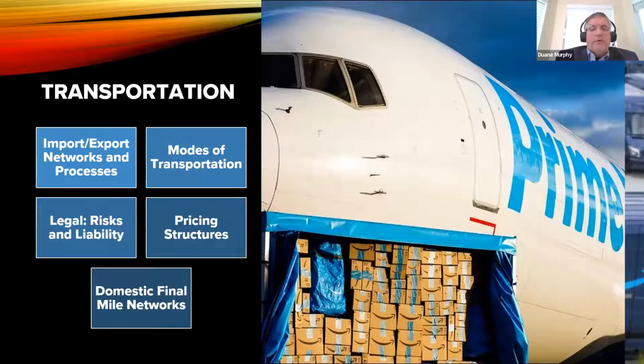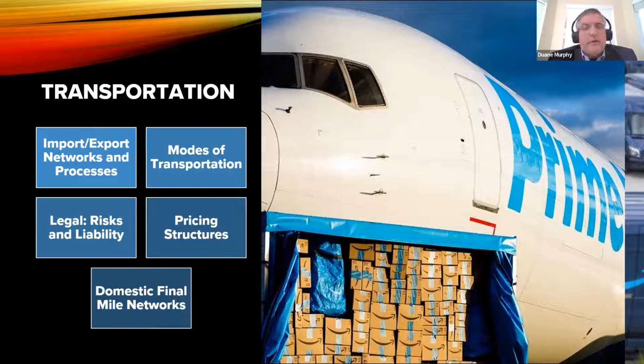Transportation. We're going to be discussing in depth the import and export transportation networks and processes. We also are going to be discussing the basics of documentation required for these processes. We'll be discussing all modes of transportation, both local and global. We will also be discussing the legal aspects of the shipping and logistics industries, dealing with overseas customers and suppliers, claims liability, and similar topics.